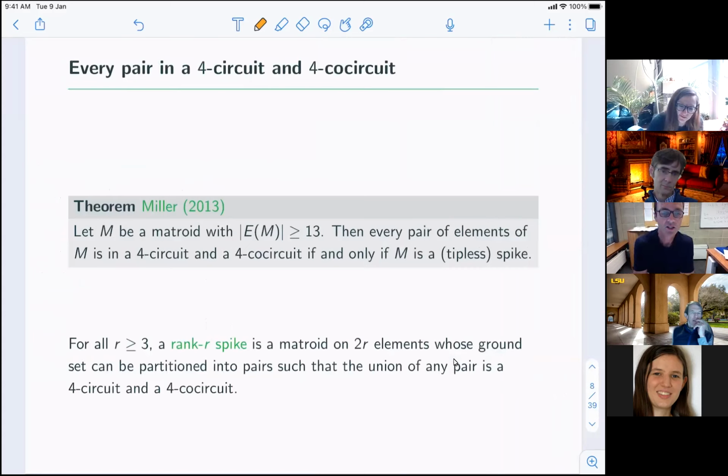A master's student of Jeff Whittle's showed that for the second question I had, if every pair of elements is in a 4-circuit and a 4-cocircuit, then M is a spike, provided you're sufficiently large. But sufficiently large is not that big in this case, it's only 13 elements.